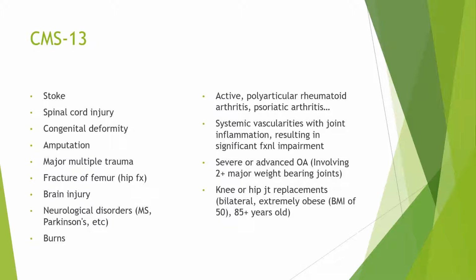So we discussed the CMS 13. So here are the 13 diagnoses that are included in the CMS 13. Stroke, spinal cord injury, congenital deformity, amputation, major multiple trauma, fracture of the femur, brain injury, neurological disorders such as MS or Parkinson's, burns, active polyarticular rheumatoid arthritis or psoriatic arthritis, systemic vasculitides with joint inflammation, which results in significant functional impairment, severe or advanced OA involving at least 2 major weight-bearing joints, and hip or knee joint replacements.